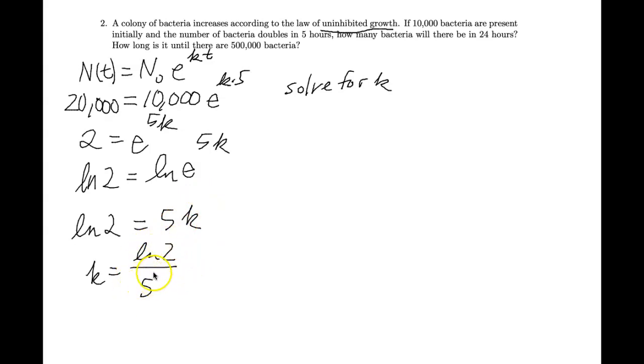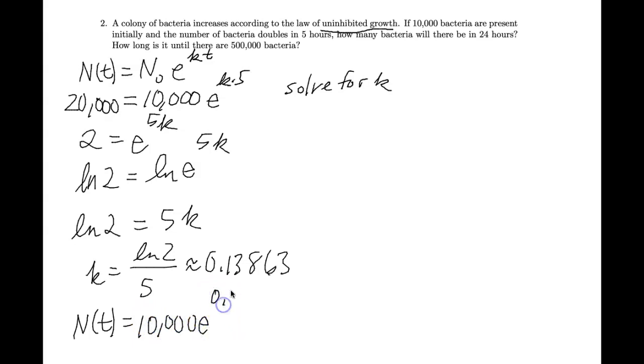So I want to show you two ways we can go ahead and write the exponential equation. For now, let's just use our calculator and approximate this. I get 0.13863. So this means our equation is N of t equals, not N naught, 10,000 e to the 0.13863t.